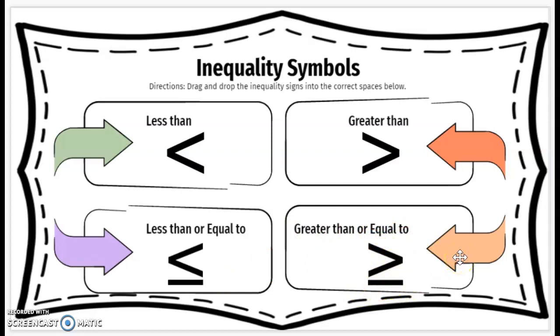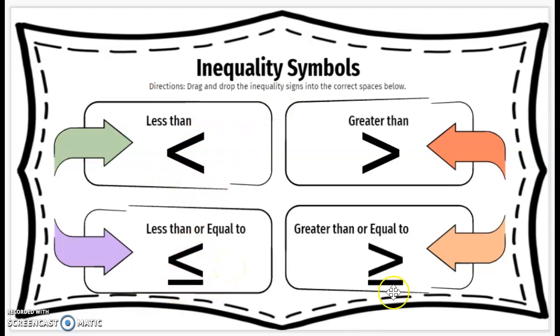This is important because when we go to start to graph these, you need to understand that this is not the same as this. These two are different because of that line. This has no line, this has a line. You need to understand that.